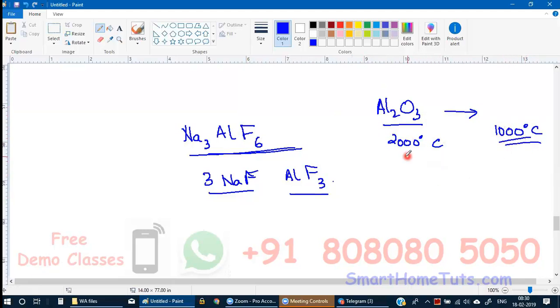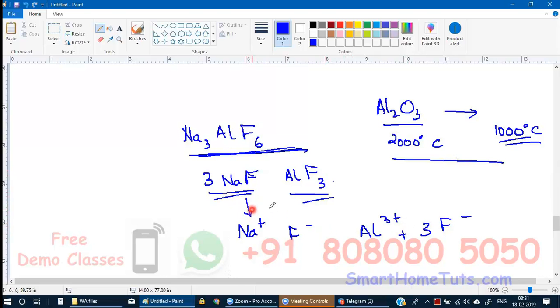That is the advantage of adding cryolite, and apart from it, it also improves electrical conductivity, because it is finally going to form ions Na plus and F minus, and obviously Al3 plus and F minus. These are the dissociation reactions for cryolite. So the most important advantage is the mixture. When you add cryolite, it reduces the melting point of the mixture from 2000 to 1000 degrees Celsius. So it's easier to carry out electrolysis at 1000 degrees Celsius rather than 2000 degrees Celsius.